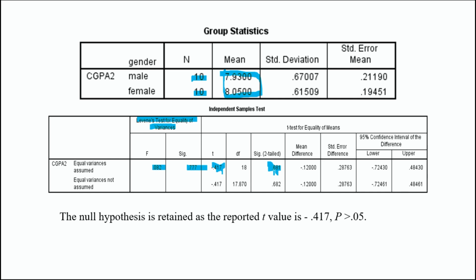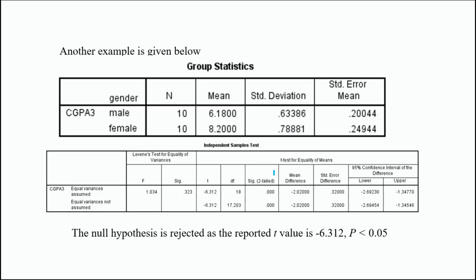Let me show you another example. See this example. Here the boys have a mean score of 6.18. So what is the mean score of girls? 8.20. Visibly there is a difference in the mean value. So how does this reflect statistically?